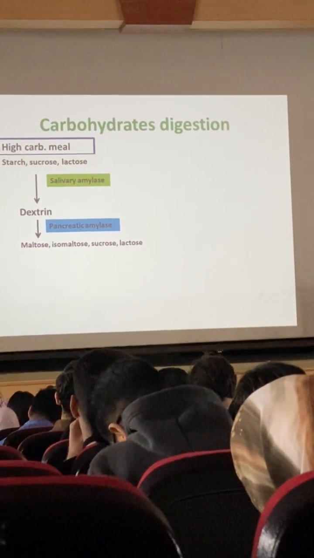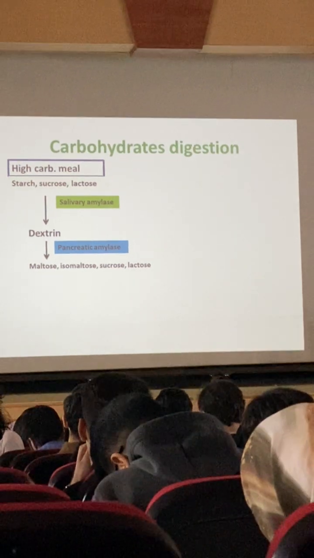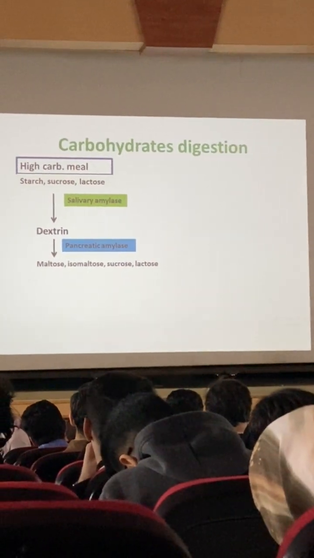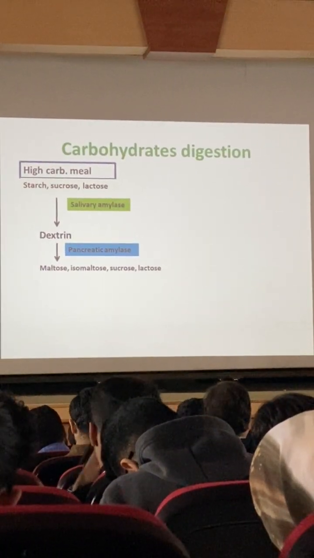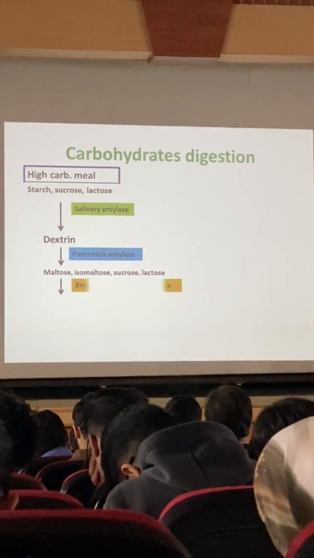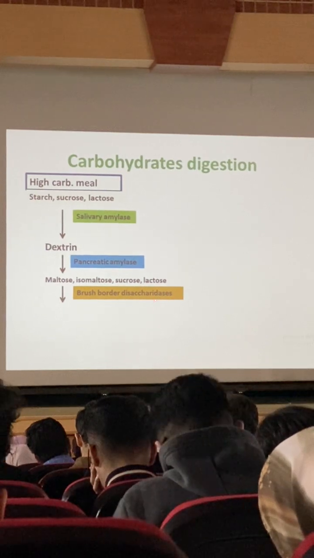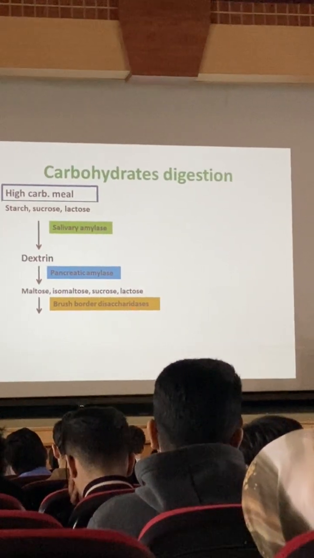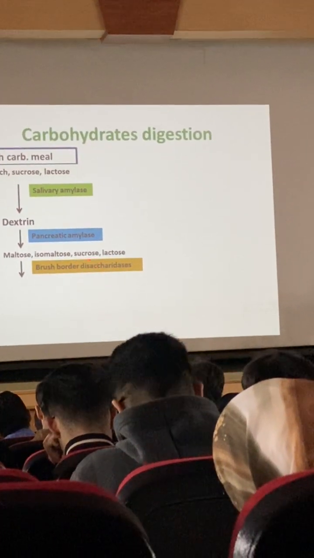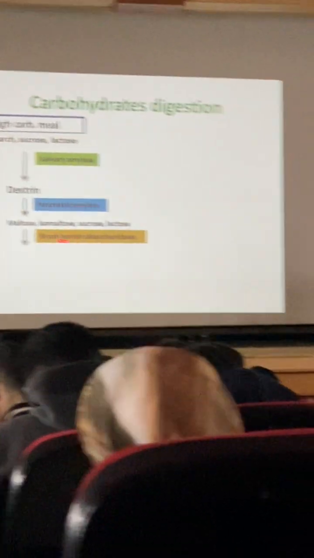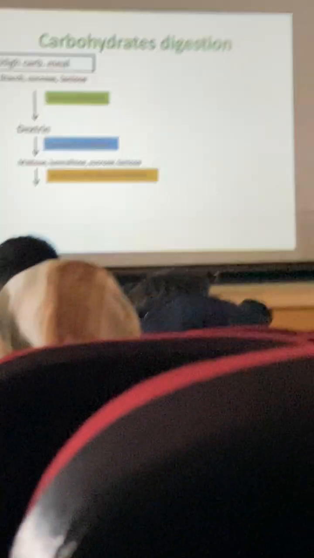Next, the disaccharides need to be broken into monosaccharides in order to be absorbed in the small intestine. This is done by what's called the brush border disaccharidases. You see this -ase, this means an enzyme that will break the disaccharide. It is secreted from the brush border of the small intestine.